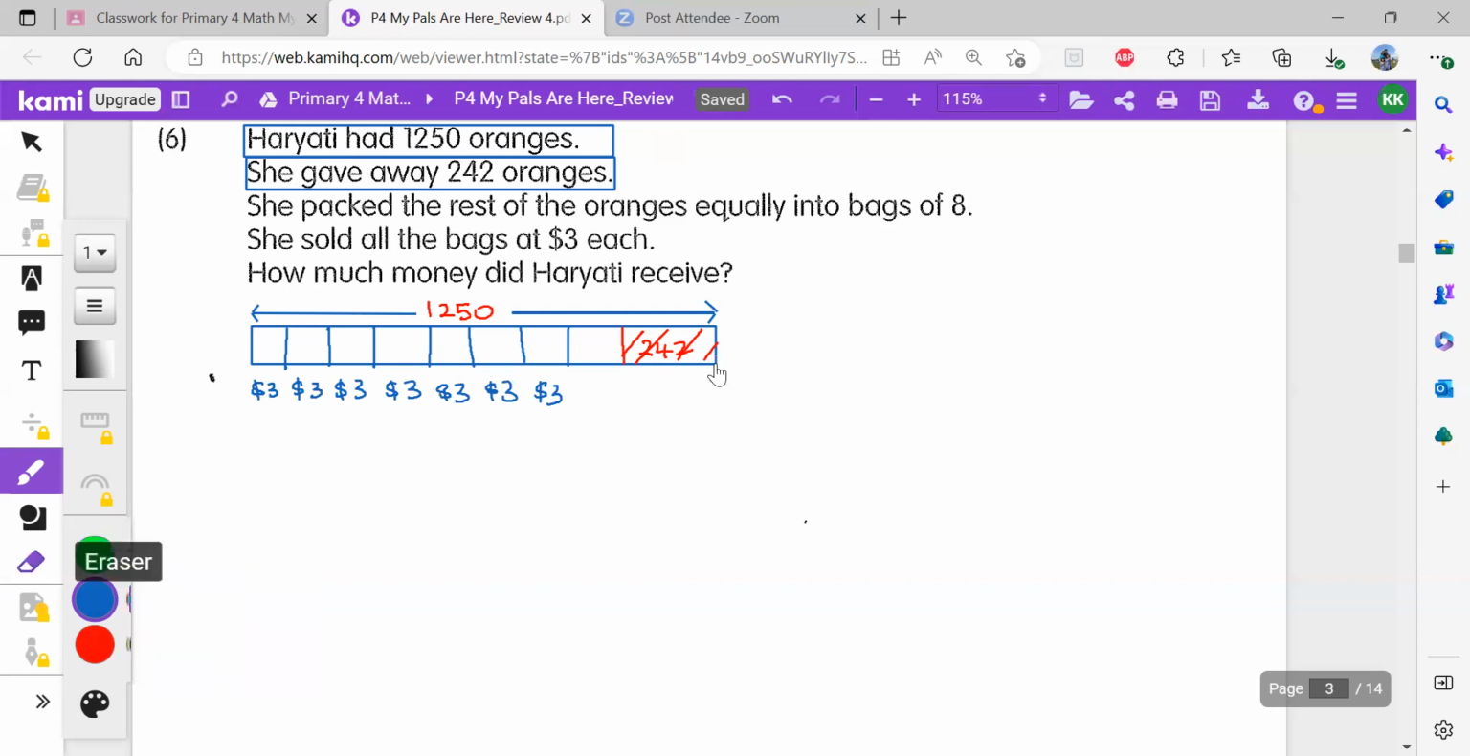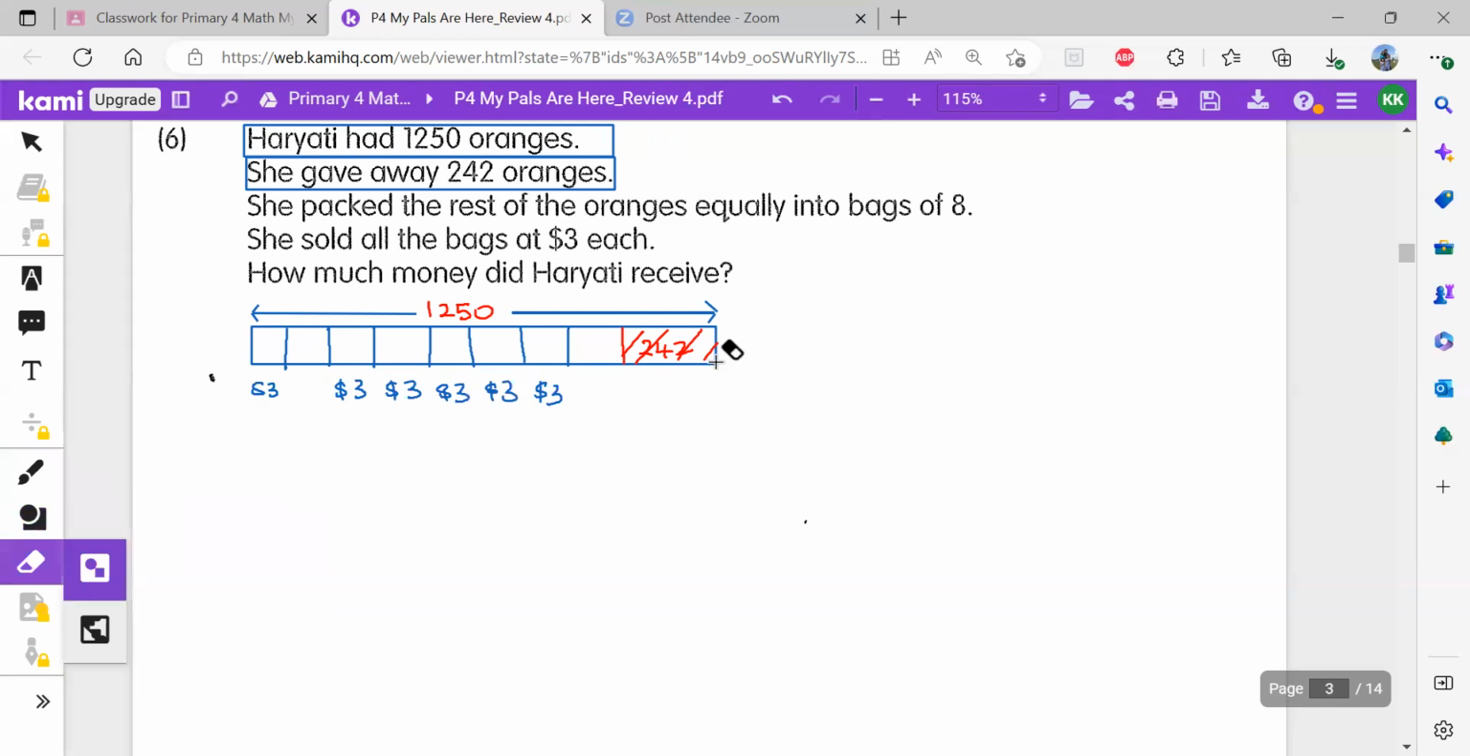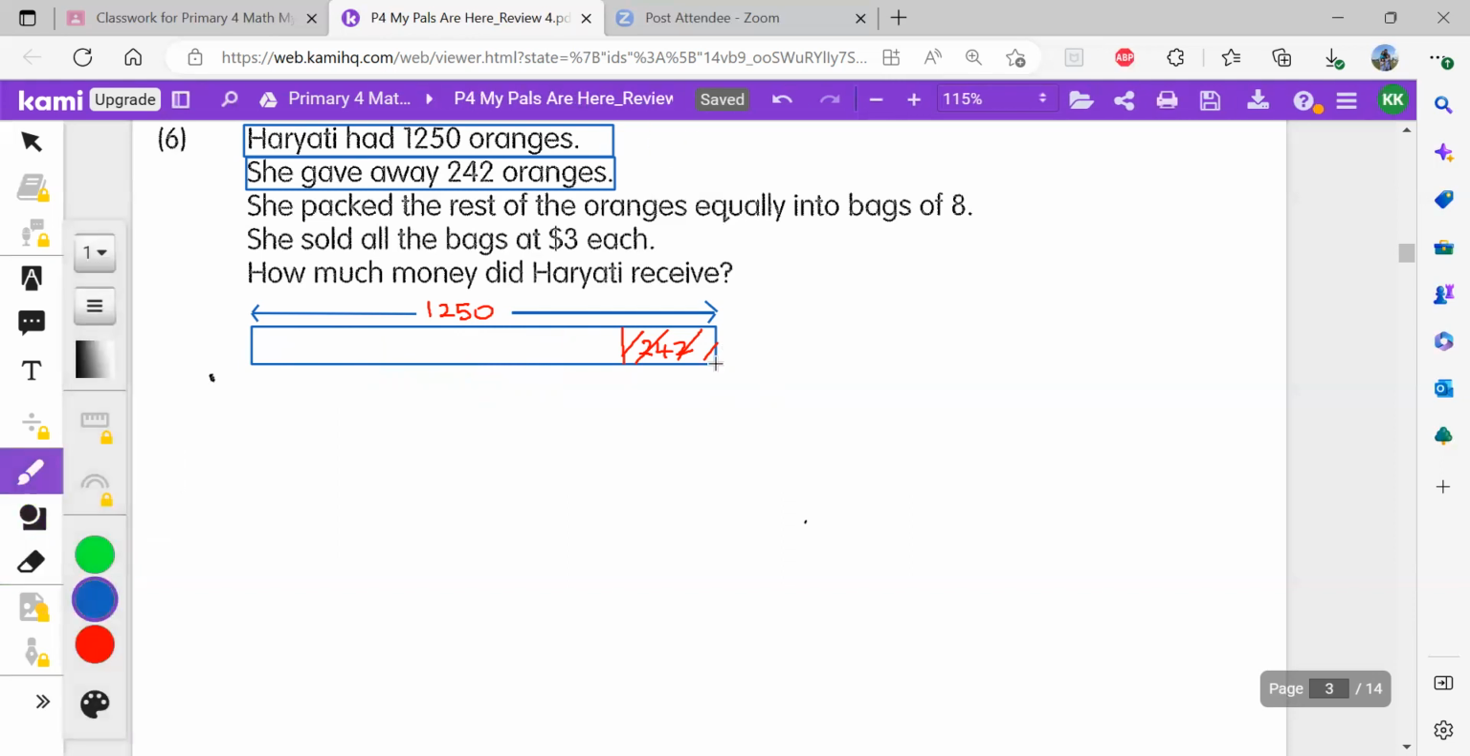Oh, sorry, I'm wrong. She didn't pack it into 8 bags. She packed it into bags of 8. So I will not draw this here. It doesn't show bags of 8. How does it show bags of 8? That means you put 8, 8 here. Okay, dot. Bags of 8. I don't know how many bags, but each one is sold at $3.